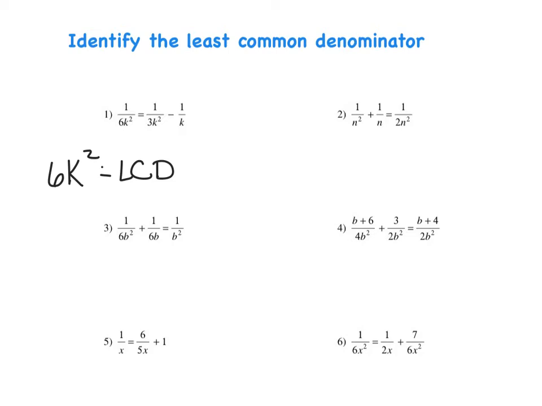Let's take a look at number 2. Okay, so again, they're all monomials. They're all one term. So I'm going to need one term for my least common denominator. So I'm going to look here. Number-wise, I definitely need the number 2. Variable-wise, I need an n squared and an n squared, so I would say they each have an n squared. I can make each one into 2n squared.